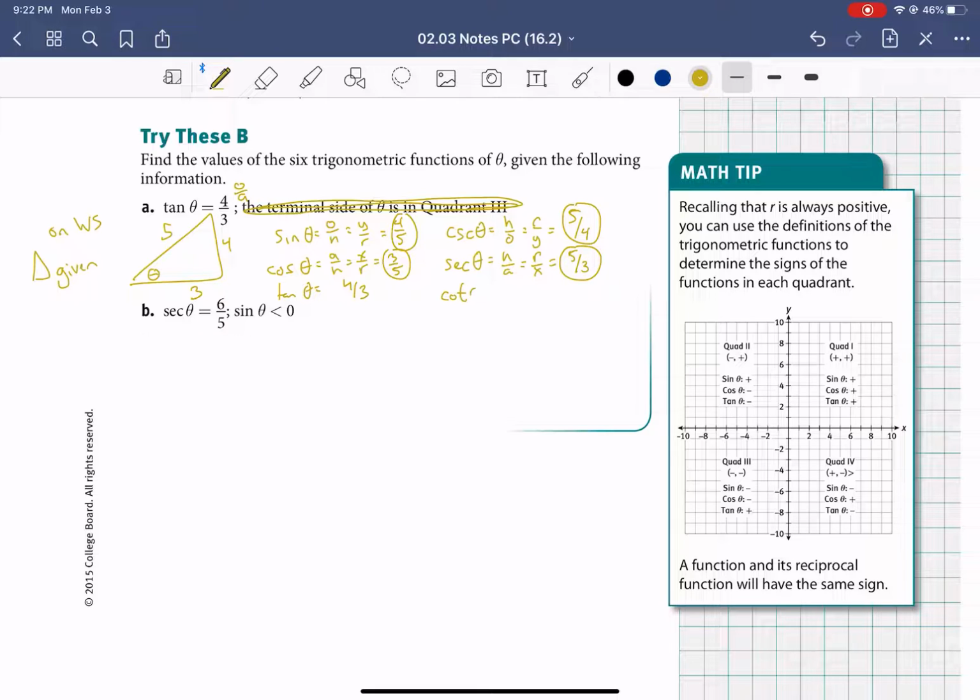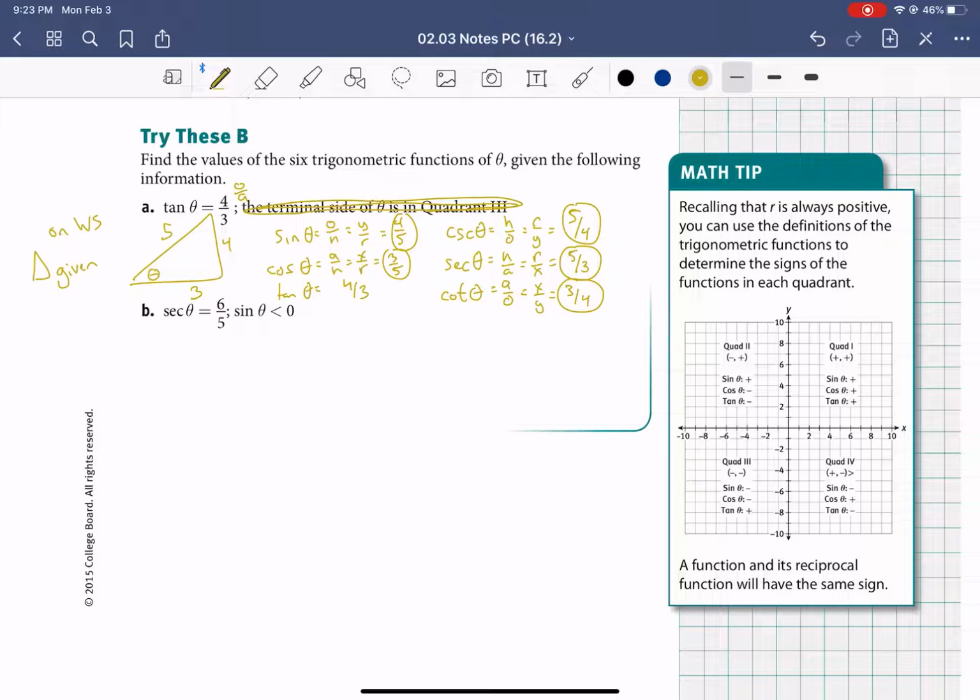Tangent, its reciprocal function is cotangent. So if we had O over A, we get A over O. If we had y over x for tangent, then we have x over y for cotangent. So in this case, we just flip the 4 over 3 upside down to get 3 over 4. So that's how we could find any of the values.